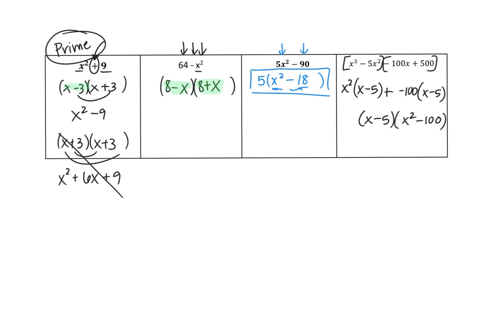Same thing here, x minus 3, x plus 3, those are good. But if I look inside here, x minus 5, that's good. Ooh, x squared minus 100. I can actually factor that again. I see two perfect squares, the difference.